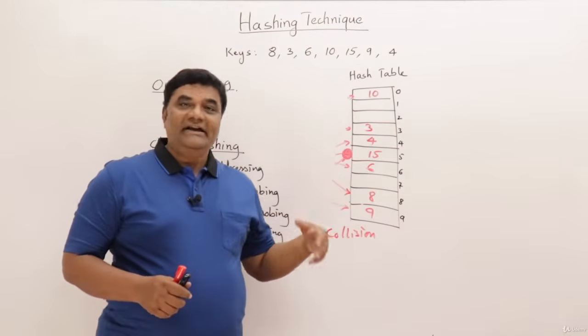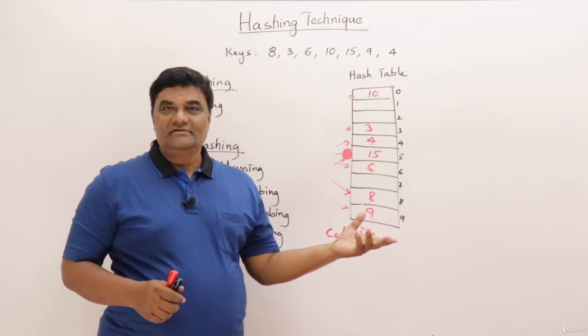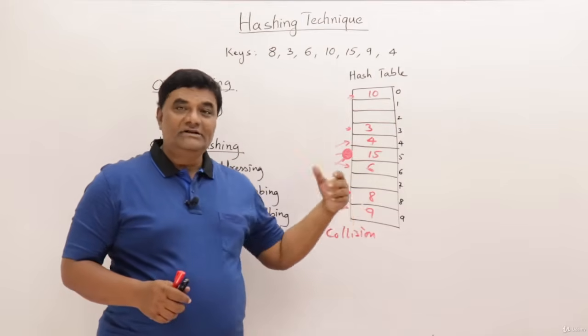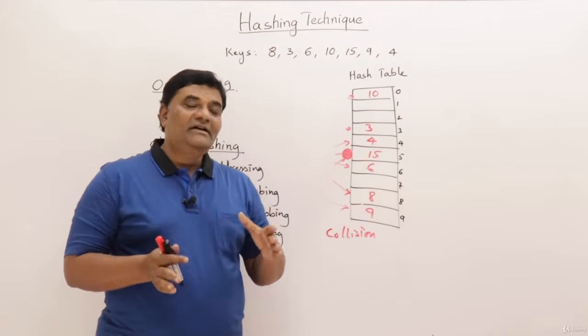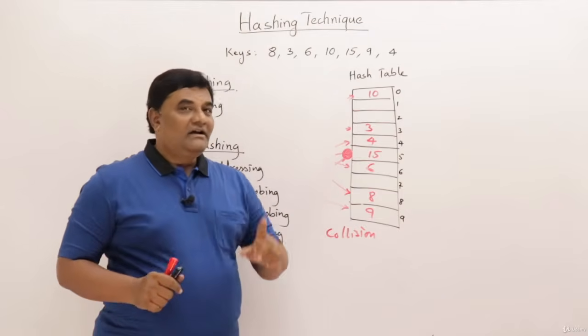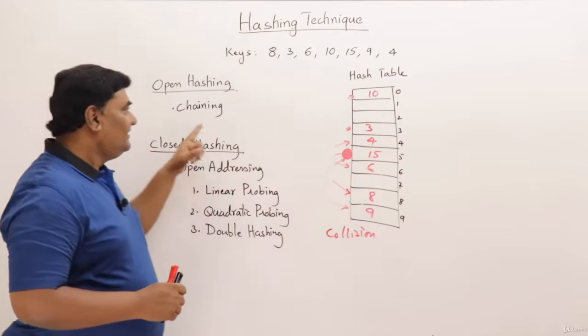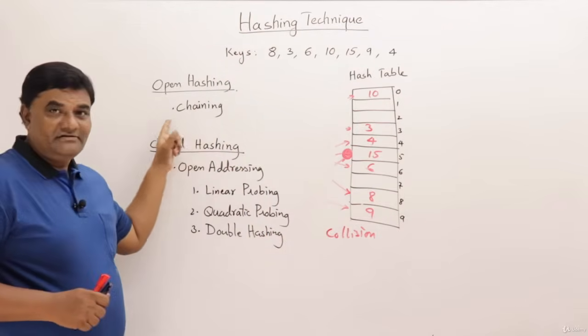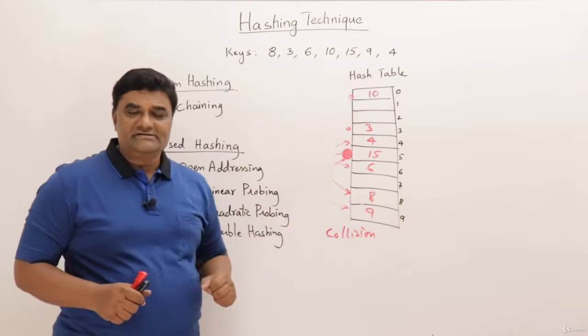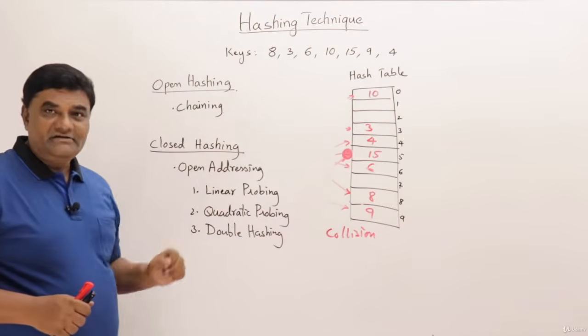Then what is open hashing? We will consume extra space beyond this hash table. That's why it is open hashing. And in open hashing, the method is chaining. We will look at these methods. So one of the methods is chaining.